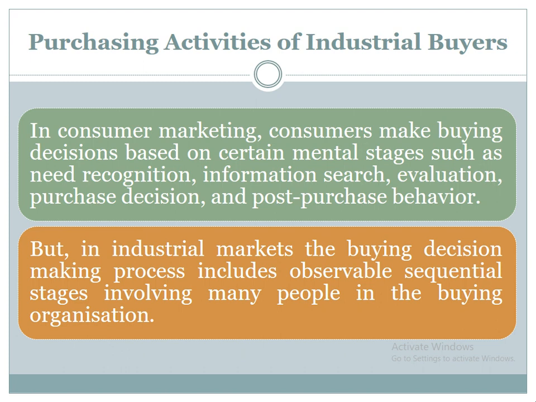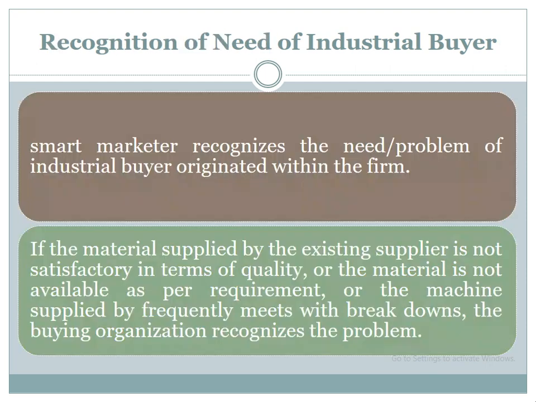Robinson in 1967, with the help of Paris and Wind, developed a process of buy phases, which has 8 steps in the buying decision process in industrial markets. Now we will elaborate those 8 steps. So first, recognition of need by the industrial buyer.